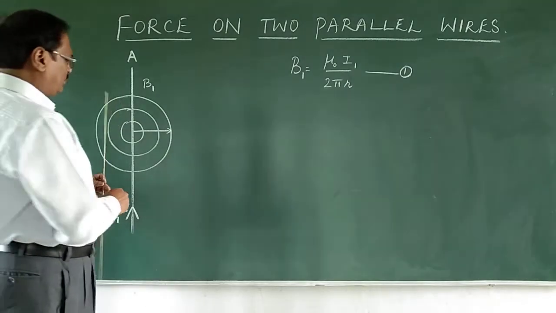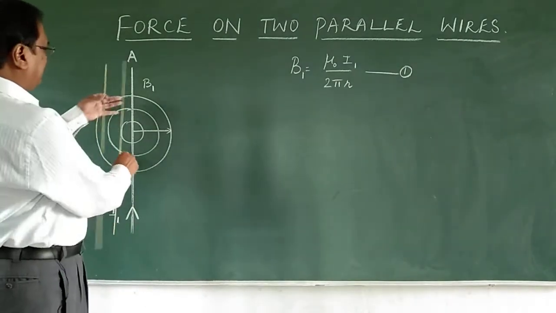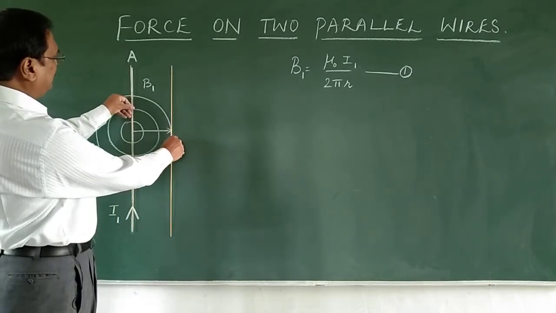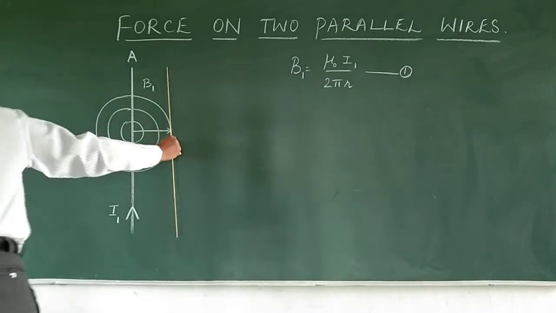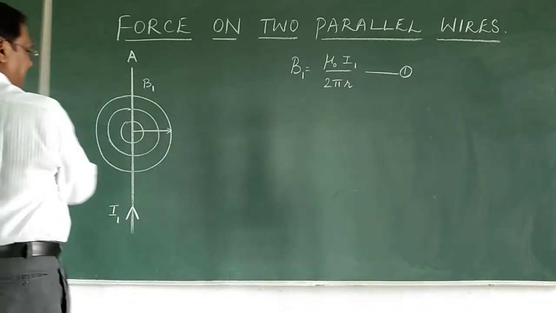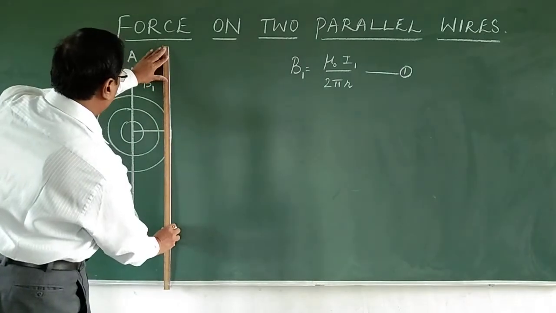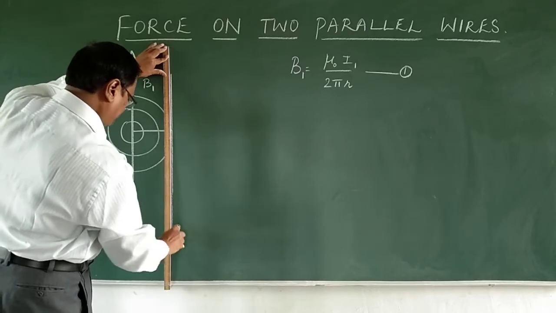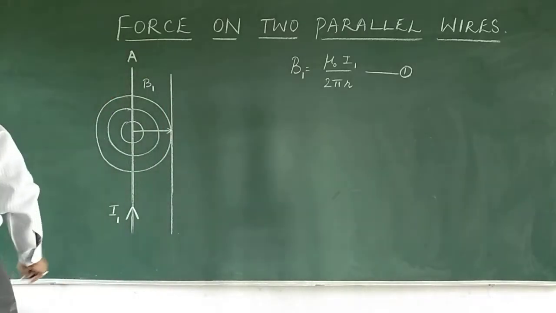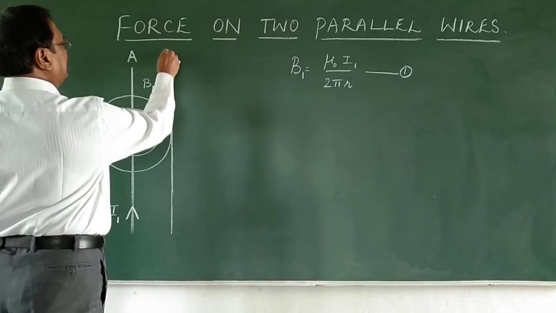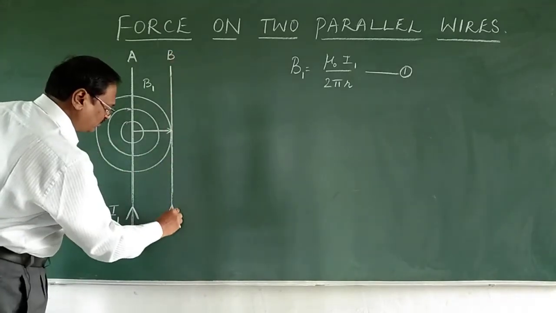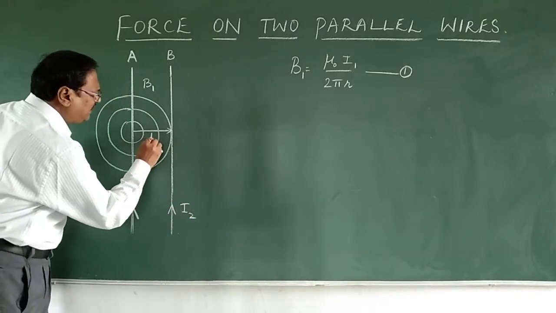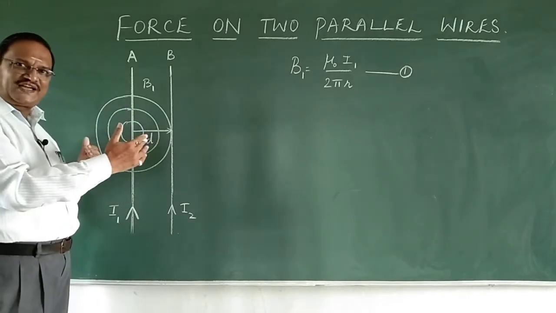Now what I am going to do is bring another wire. This wire is here, and I bring another parallel wire B, and this wire is also going to carry a current. Let me bring another straight long conductor like this. Let us call this wire B, and the current flowing through it is I2. Let us say it is lying at a distance D. The distance between the two wires is D.